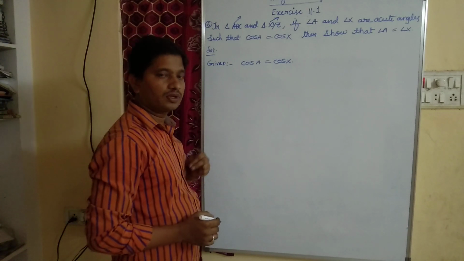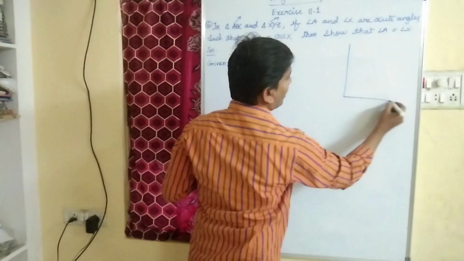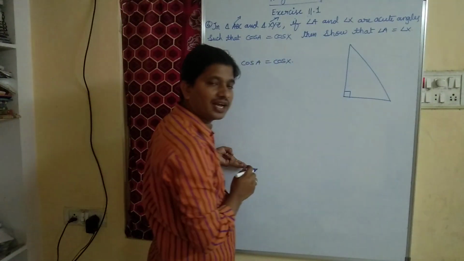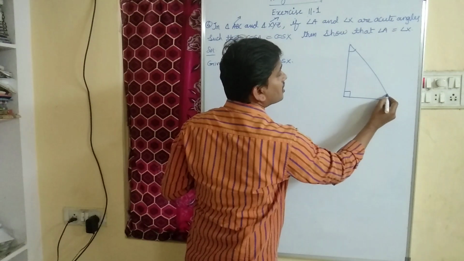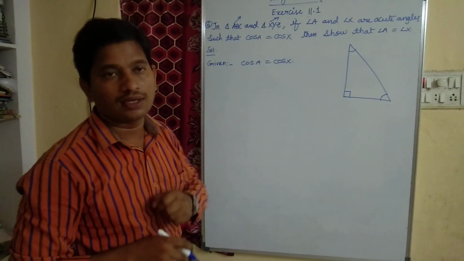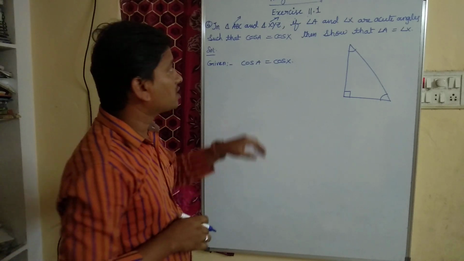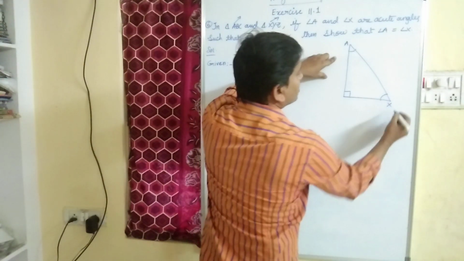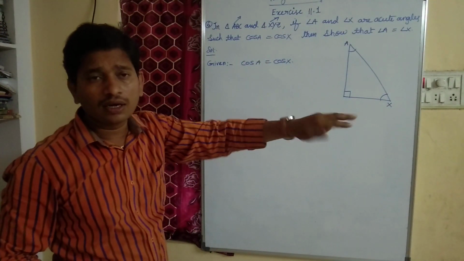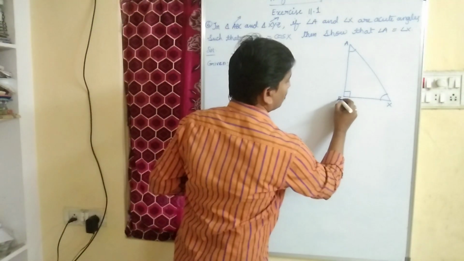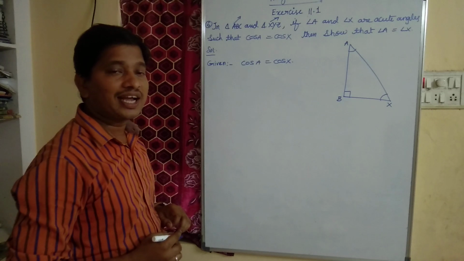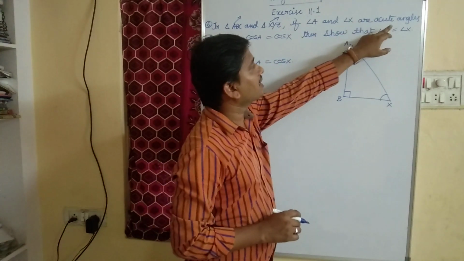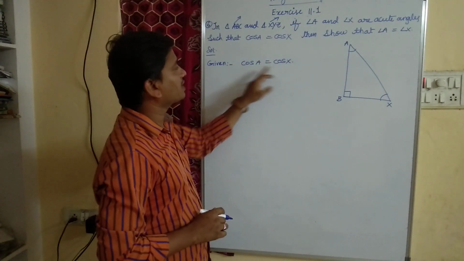Two acute angles. Of course, we know that in a right angle triangle, one angle is a right angle, and what about the other two angles? The other two angles are acute angles, right? What are the two angles? Angle A and angle X. I can say that this is angle A and this is angle X, because they both are acute angles. So let the right angle be at B. Got it?